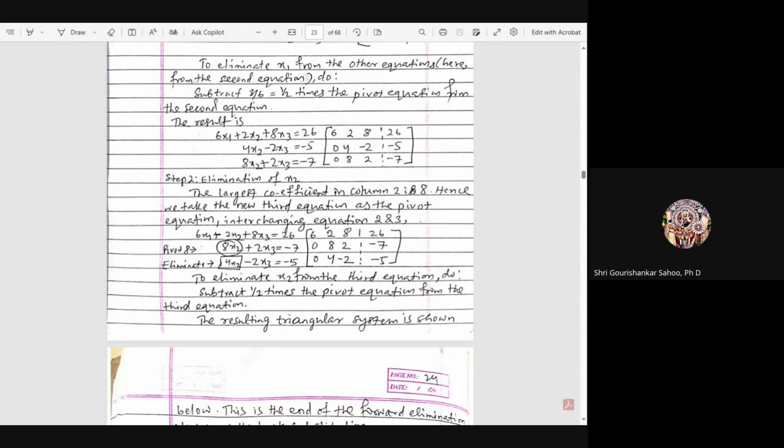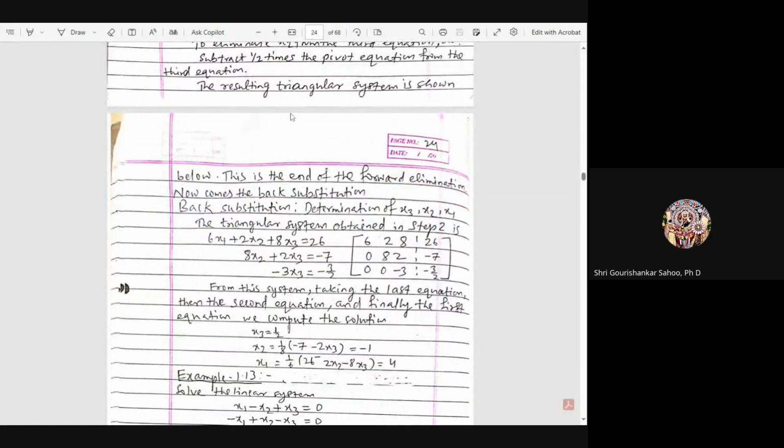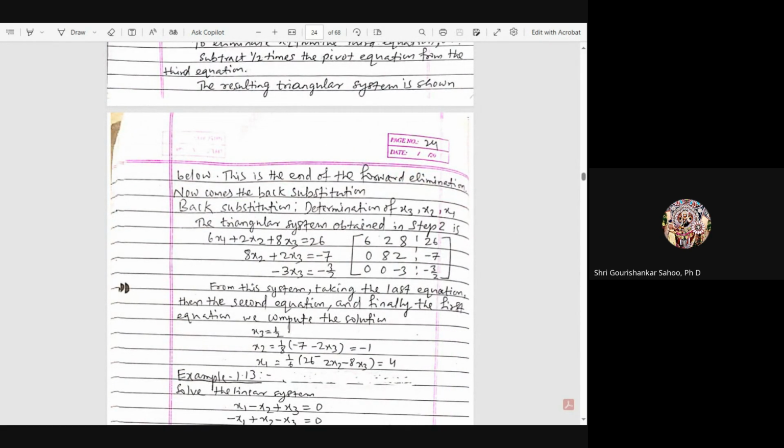The resulting triangular system is now 6 2 8 26, 0 8 2 minus 7, 0 0 minus 3 and minus 3 by 2. And from this system, you see in the third row there is only x3, and you can solve this equation very easily. So your minus 3x3 is equal to minus 3 by 2.